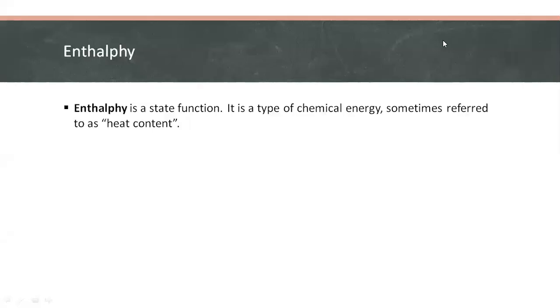Now, let's have some of the commonly used calculations in calorimetry. First one, we have the enthalpy, which is a state function. It is a type of chemical energy sometimes referred to as heat content. A change in enthalpy does not depend on the pathway between two states.